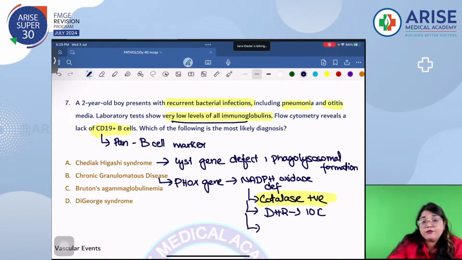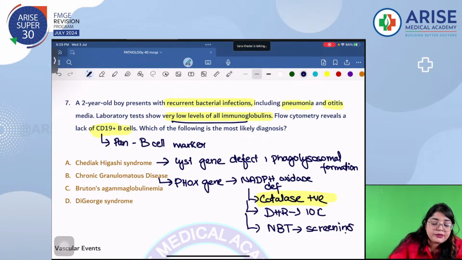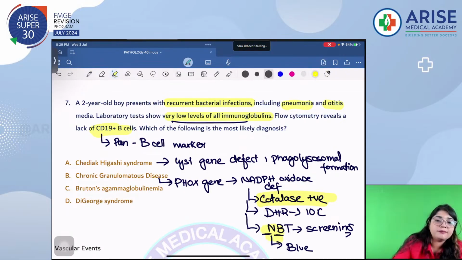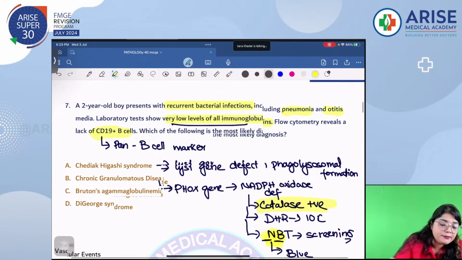The investigation of choice is the DHR test, dihydrorhodamine, done through flow cytometry, and the NBT, nitroblue tetrazolium test, is a screening test that we use. Remember this NBT: if the color is blue, it is normal. If it becomes yellow, it is abnormal. Normal is blue. Remember that.